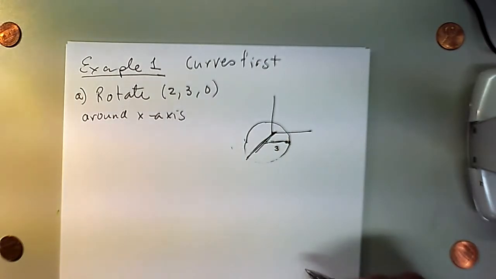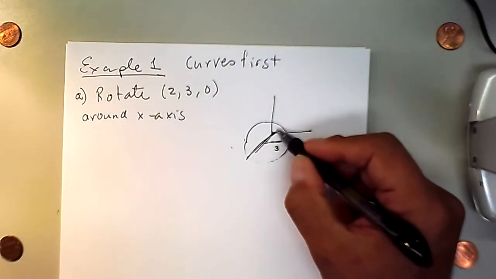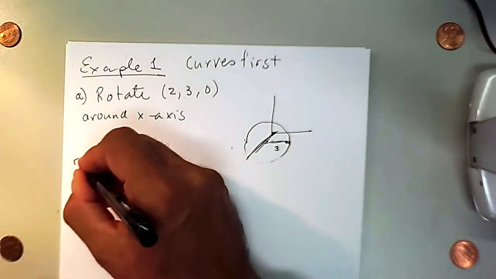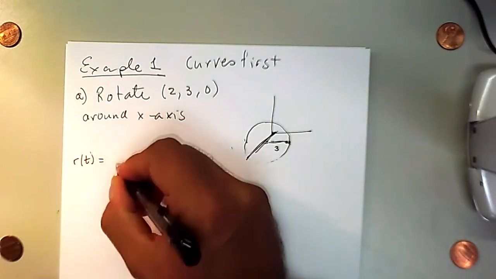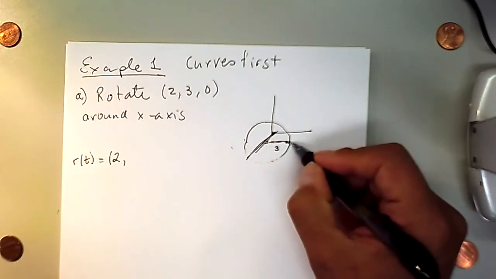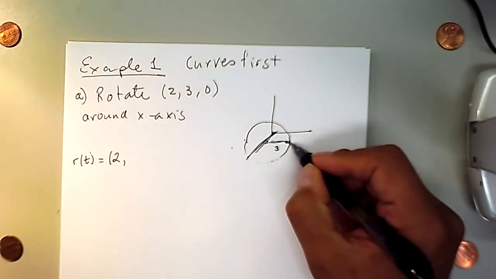The way we do that is, well, the 2 is going to stay where it is. So we're going to have an r of t with 2 as the first coordinate. And then on the y coordinate, we want to start with 3.